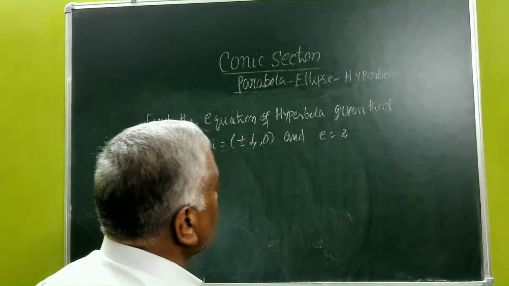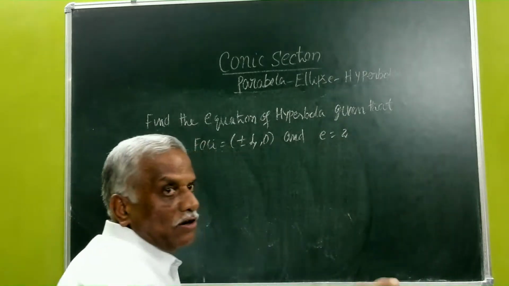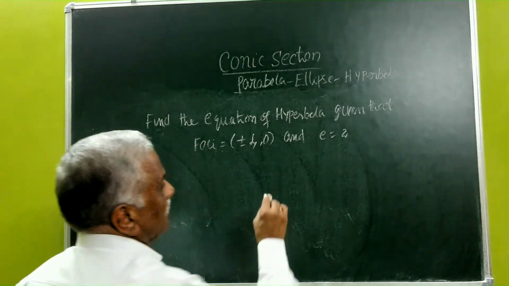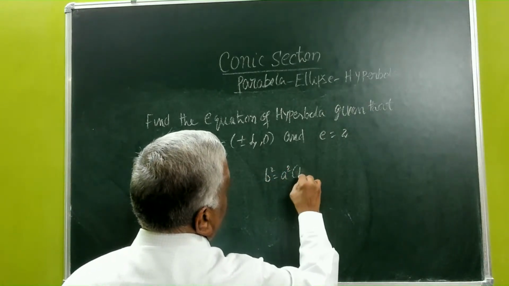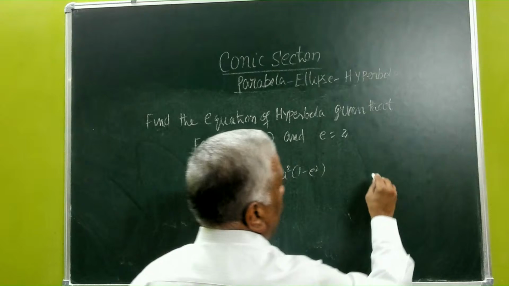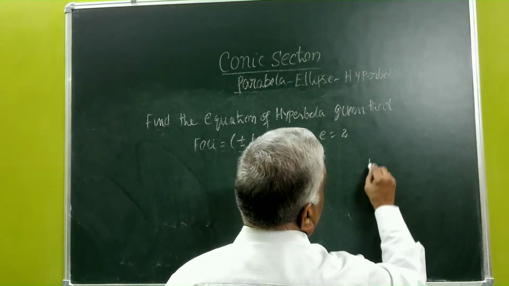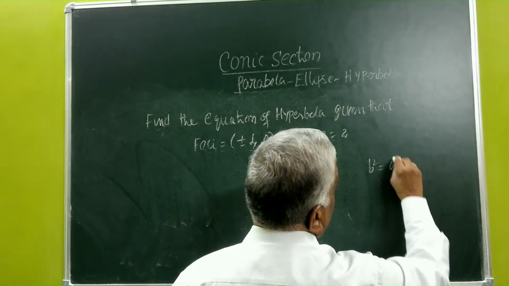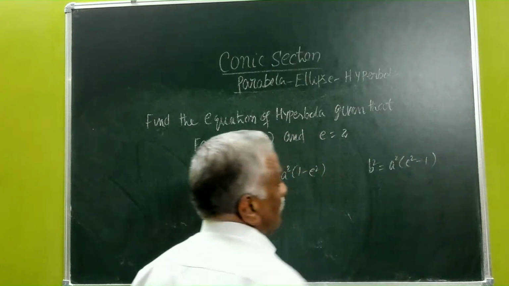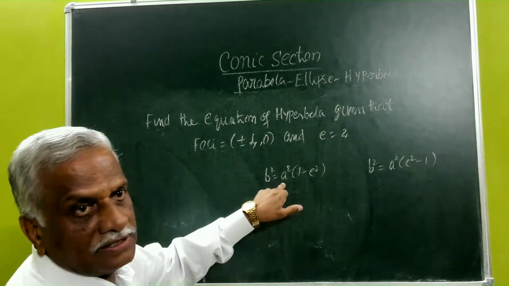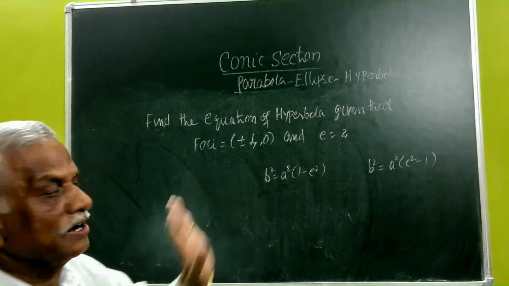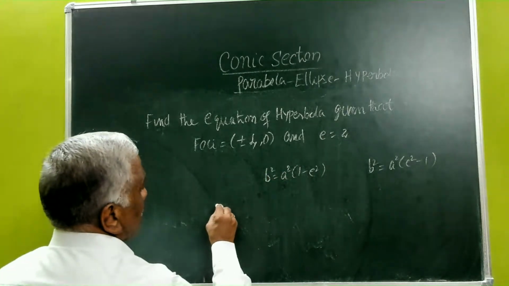So one more thing you need to remember, which I have not listed in the table. For ellipse, B square is equal to A square into 1 minus E square. Or for hyperbola, B square is equal to A square into E square minus 1, if it is first type. If it is second type, in place of A and B, you have to interchange that. How do we get this equation?